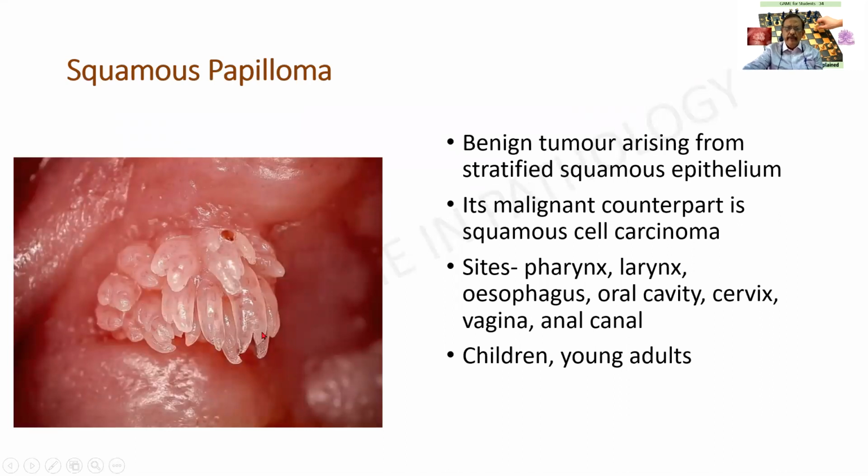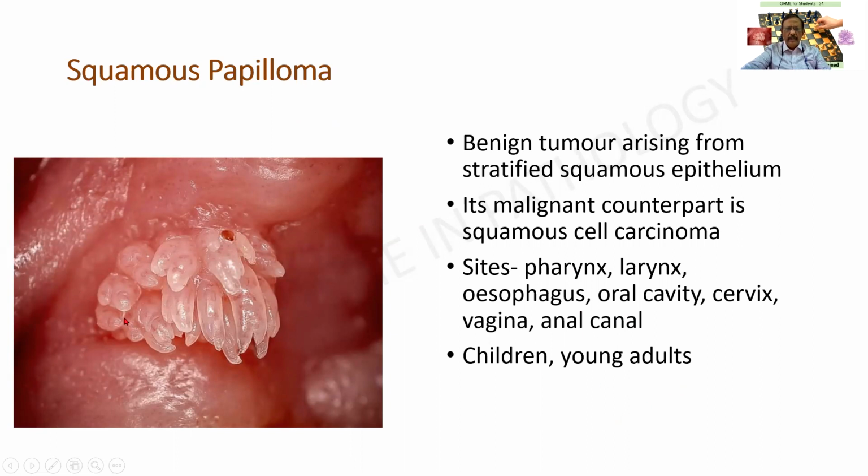This is a gross picture of it. It is a benign tumor arising from the stratified squamous epithelium. Its malignant counterpart is the squamous cell carcinoma. The sites are pharynx, larynx, esophagus, oral cavity, any part of the skin, cervix, vagina, or the anal canal. So multiple areas, wherever there is a squamous epithelium, we can expect a squamous papilloma. Common in children and young adults.